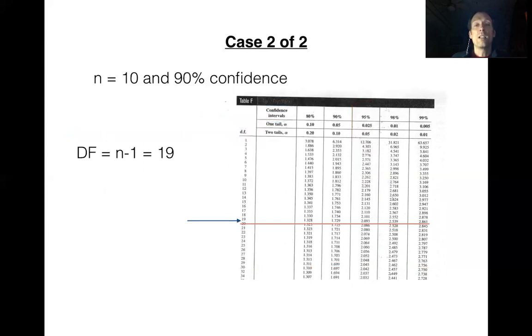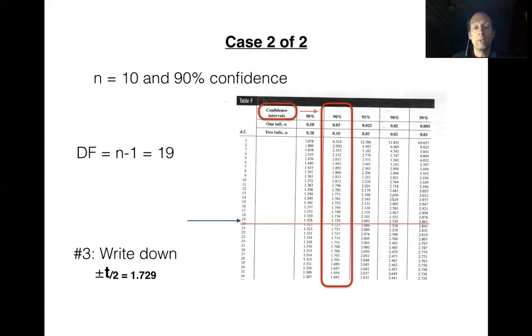Next, I'm going to pay attention to my confidence level. I'm going to go into the row for confidence intervals. I'm going to find the column corresponding to 90% confidence, and I'm going to find out what's the intercept of the row and the column. And it looks like that's 1.729. So I'm going to make a note of that.